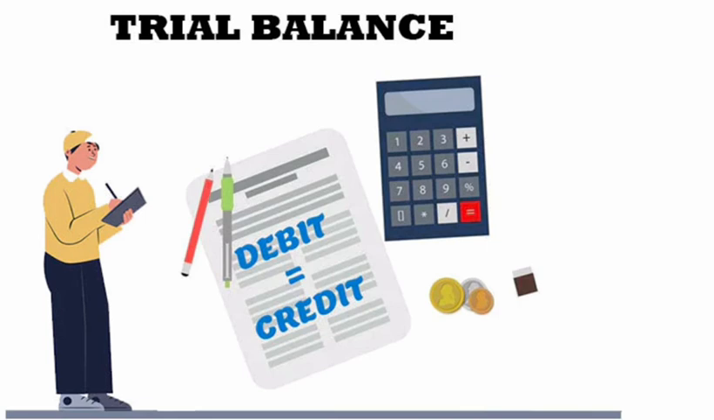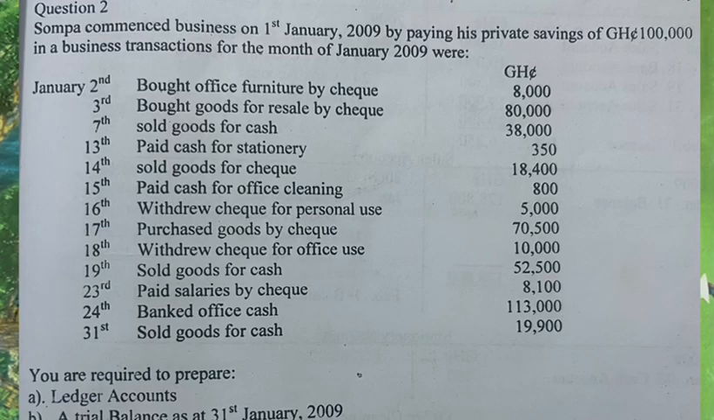Let's do some calculations. I have a question that we are going to solve. Let me read the question out. Sumpa commenced business on 1st January 2009 by paying his private savings of 100,000 into the business. Transactions for the month of January are below. On the 2nd January, Sumpa bought furniture by check, 8,000. On the 3rd January, they bought goods for resale by check, 80,000.